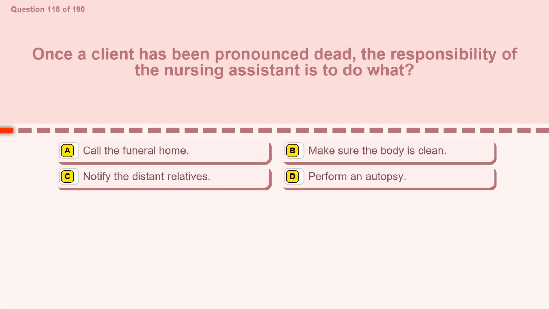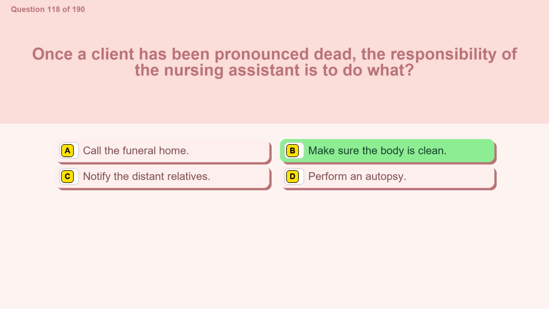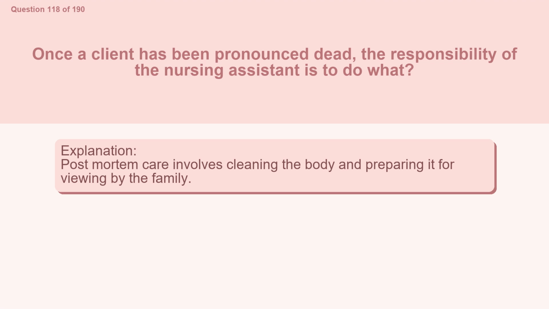Question 118. Once a client has been pronounced dead, the responsibility of the nursing assistant is to do what? Option A, call the funeral home. Option B, make sure the body is clean. Option C, notify the distant relatives. Option D, perform an autopsy. The correct answer is option B, make sure the body is clean. Post-mortem care involves cleaning the body and preparing it for viewing by the family.